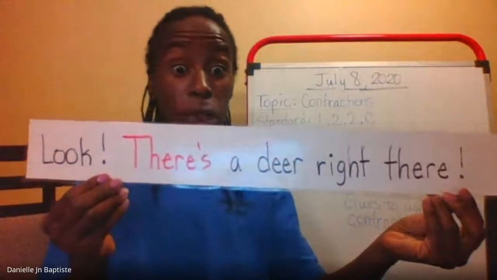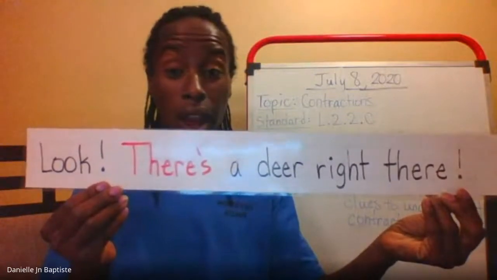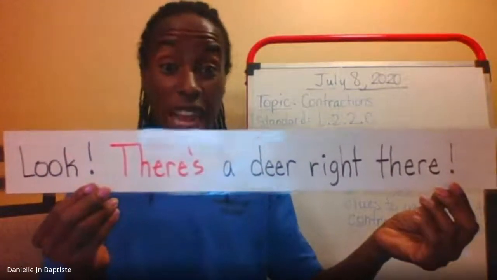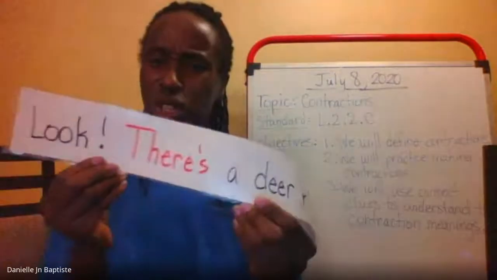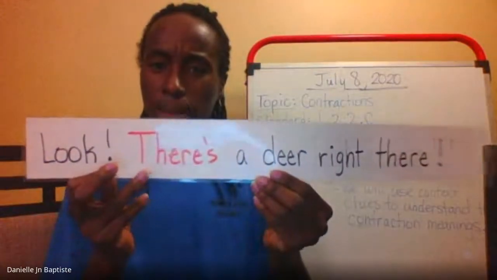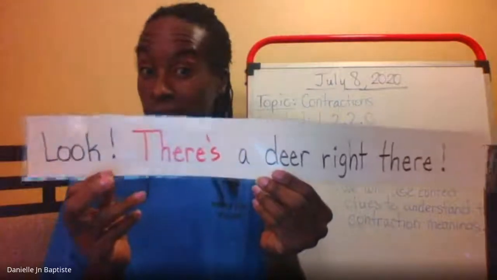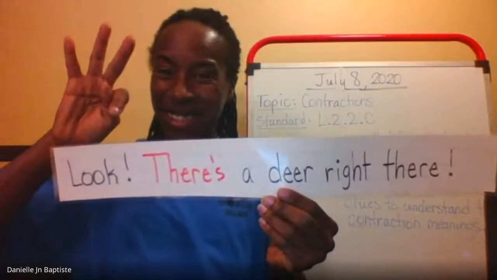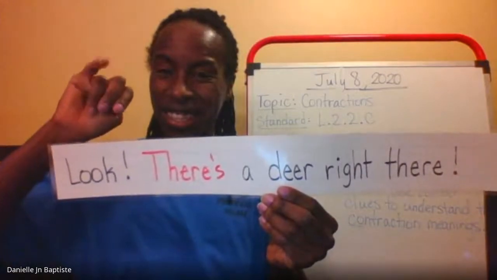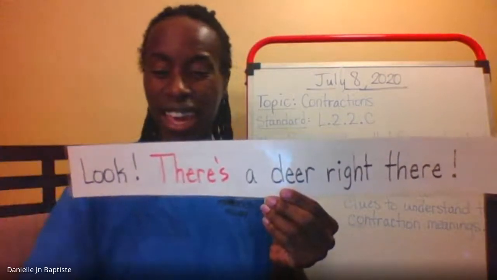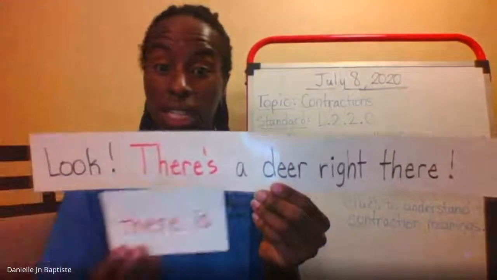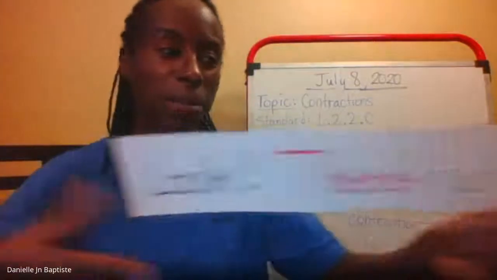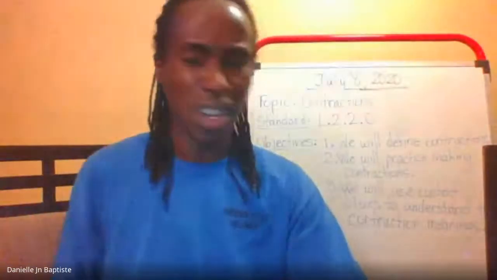Look, there's a deer right there. What does the contraction there's mean? It's in red. Hey, there's means there is. Awesome job. Awesome job, my superstars.